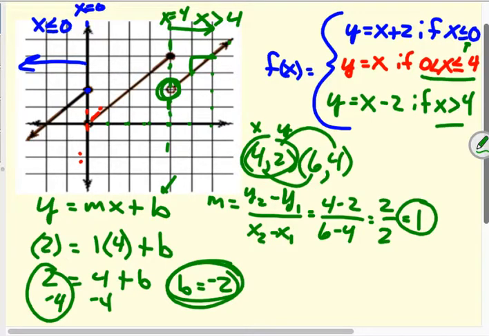So if you're doing domain and range for this, your domain would be all reals, and it looks like this is going up and this is going down, so all your y values are covered. Your range would also be all reals.